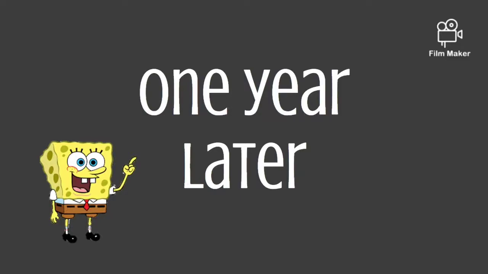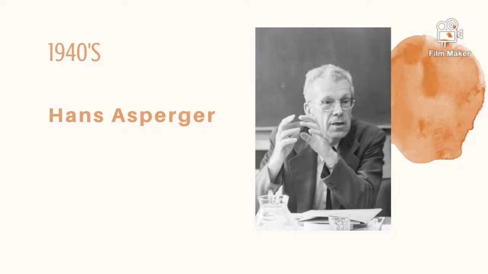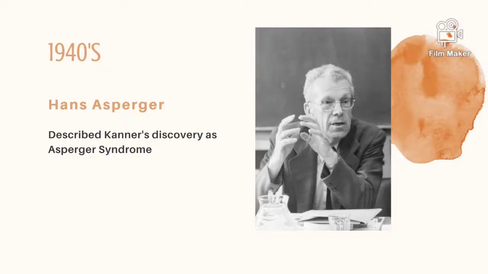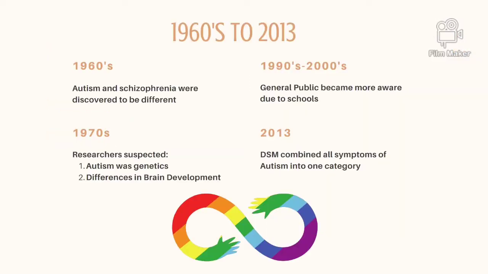A year later, after Kanner's studies, Hans Asperger, no, not Hans from Frozen, described Kanner's discovery as Asperger's syndrome. Then we come to the 1960s to 2013. In the 1960s, autism was distinguished from schizophrenia.